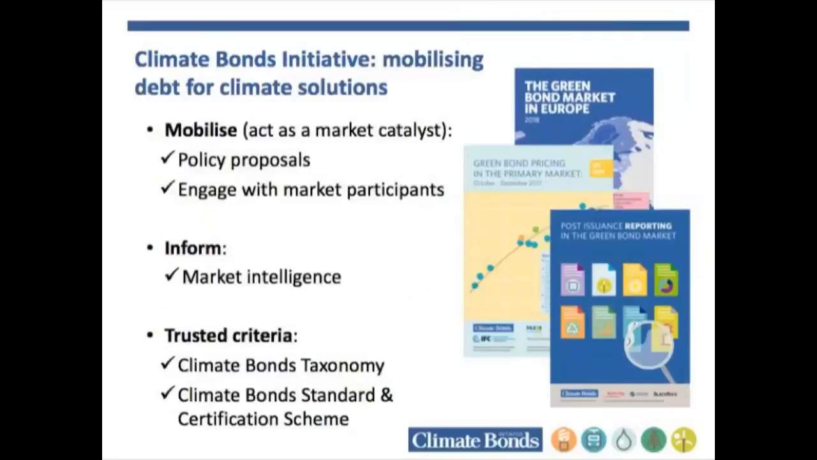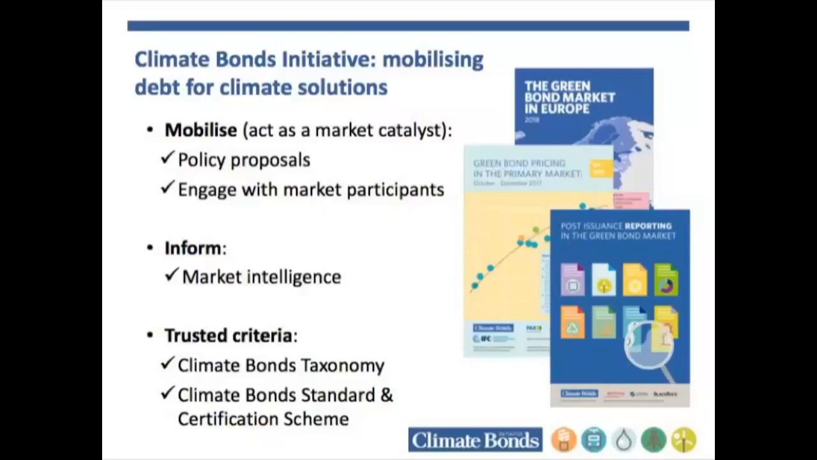So starting with Climate Bonds Initiative. Climate Bonds Initiative aim is mobilising debt capital markets for climate change solutions. So we do this in 3 ways. We try and act as a market catalyst. We put out policy proposals and we engage with market participants. We also inform the market, and this is particularly where the Green Bond Database methodology comes in. We do a lot of market intelligence, a lot of data analysis.